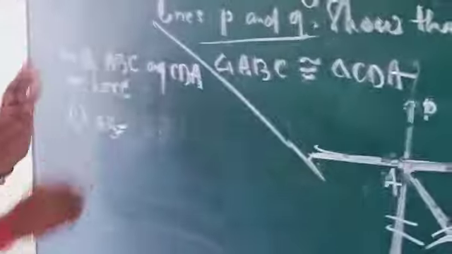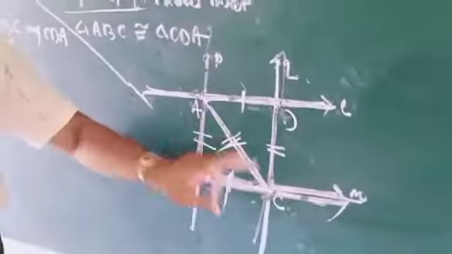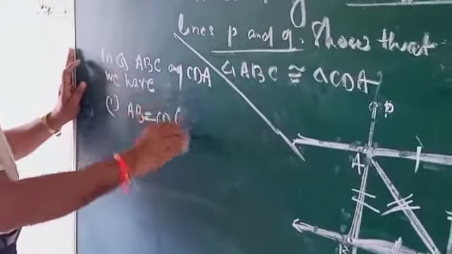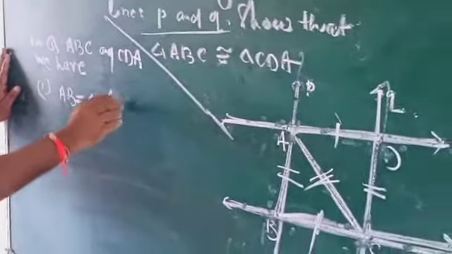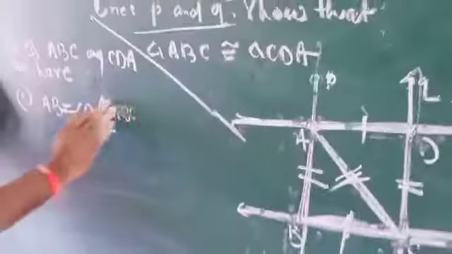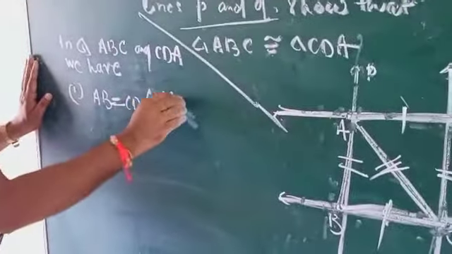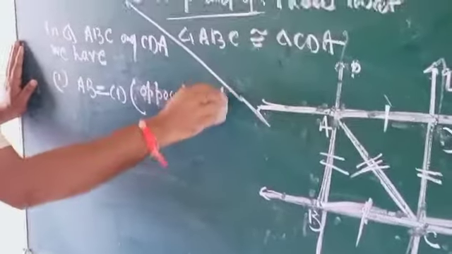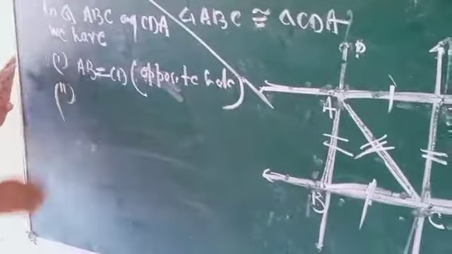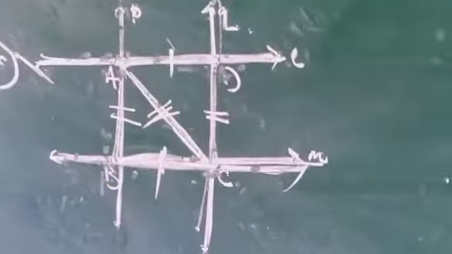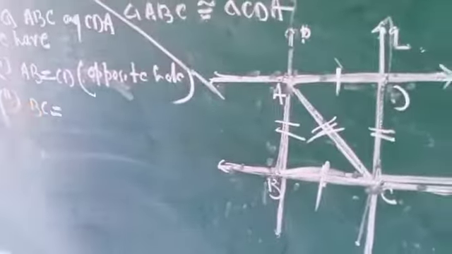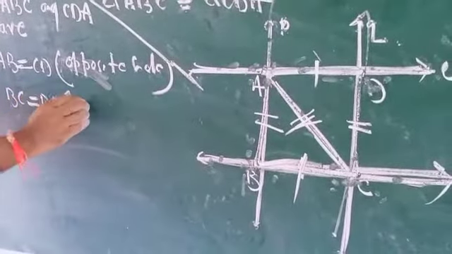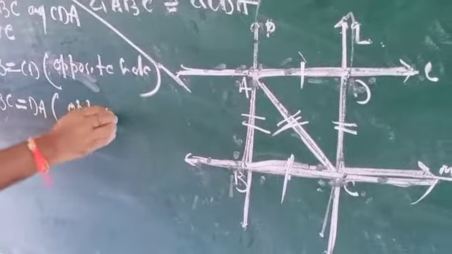Number one, in triangle ABC, AB, and in triangle CDA, CD. AB is equal to CD, because they are opposite sides of the parallelogram ABCD. Second, in triangle ABC, BC, and in triangle CDA, DA. BC is equal to DA. This is also opposite sides of a parallelogram.